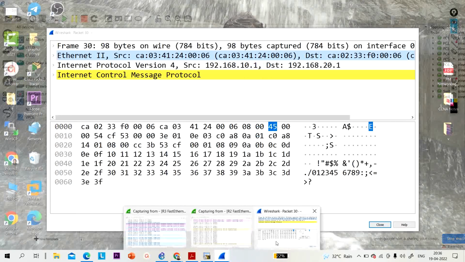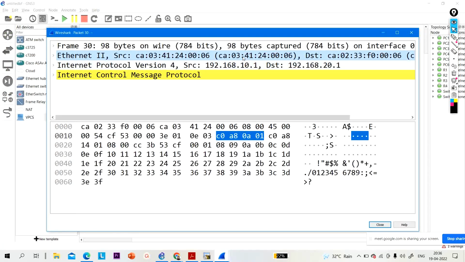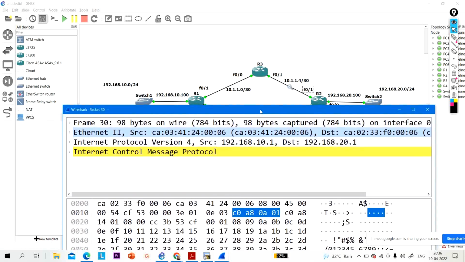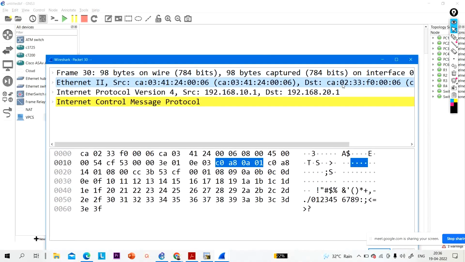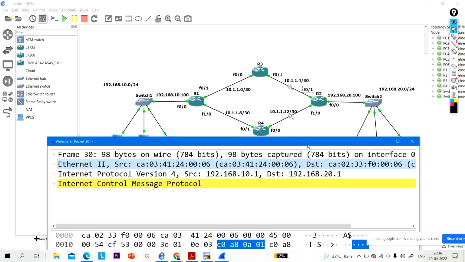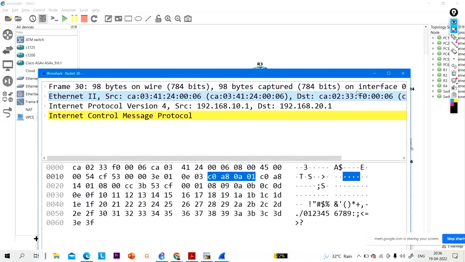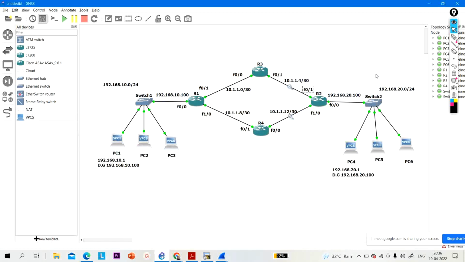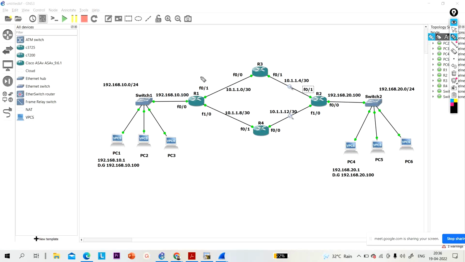So you can see this is the MAC address of R3 FastEthernet 0/1, and the destination MAC address is the MAC address of R2 FastEthernet 0/1. Fine. So this is how you will configure static routing, and you will perform load balancing as well, right? Your 50% traffic is going through this path, and 50% traffic is passing by using this path, right? Okay, clear?